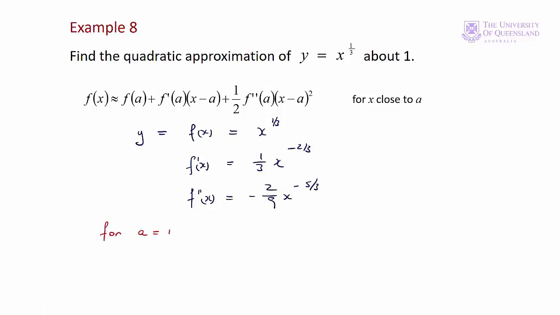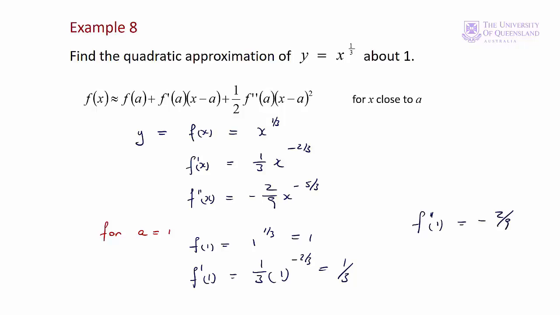We evaluate these three functions for a equals 1. The function evaluated at 1 is 1 to the 1/3, which is equal to 1. The first derivative is 1/3 times 1 to the minus 2/3, which is equal to 1/3. And the second derivative evaluated at 1 is minus 2/9 times 1 to the minus 5/3, which is equal to minus 2/9.